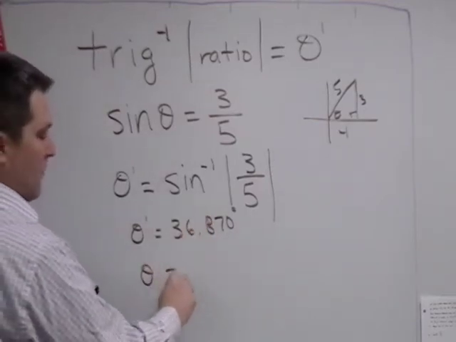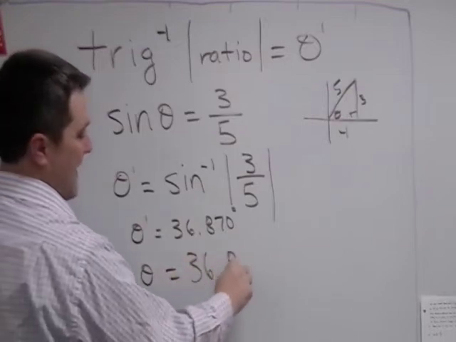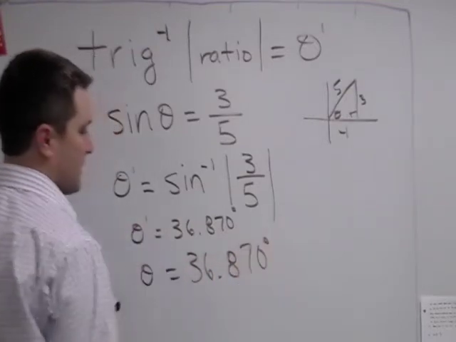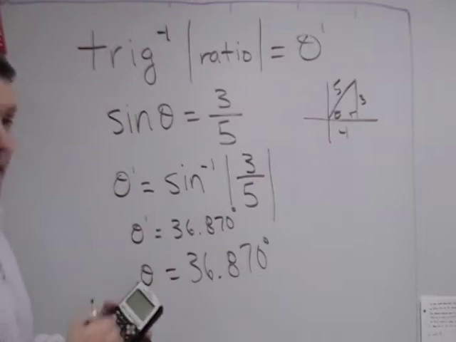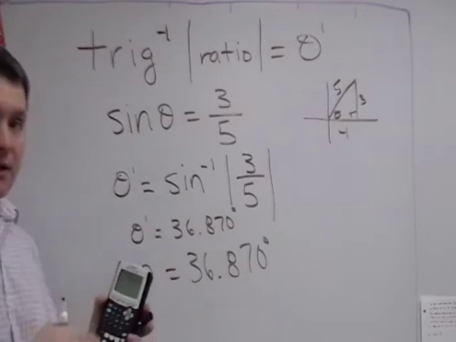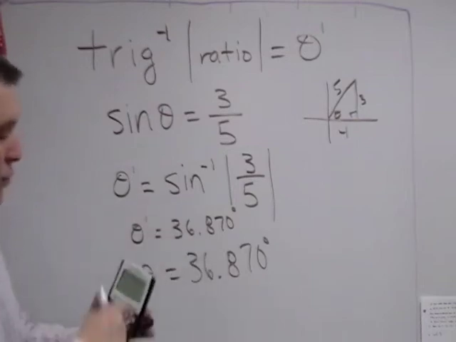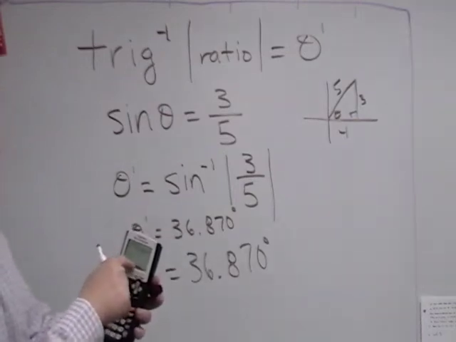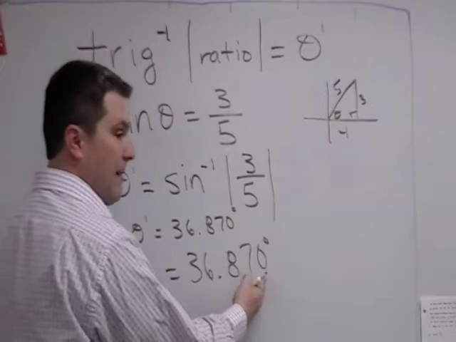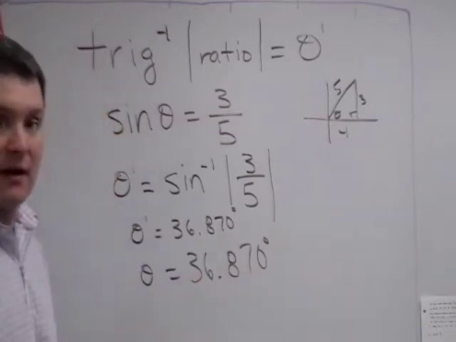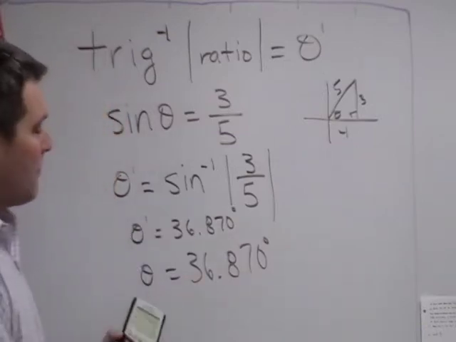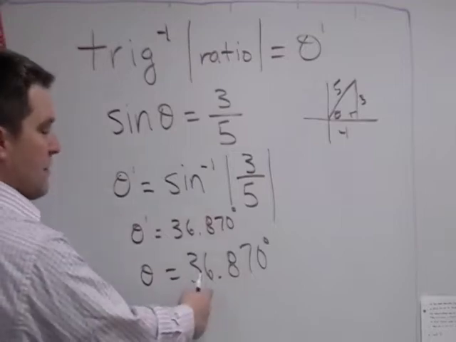So theta equals 36.870 degrees. Now, if you want to change your calculator to radian mode and punch it in, it'll give you the radian back. Whatever your calculator's in, if it's in degrees, it'll give you degrees back. If it's in radians, it'll give you radians back. I don't mess with changing. I just do the conversion.